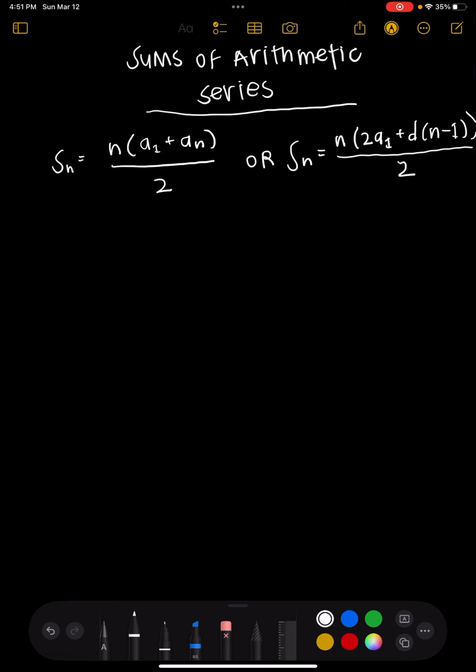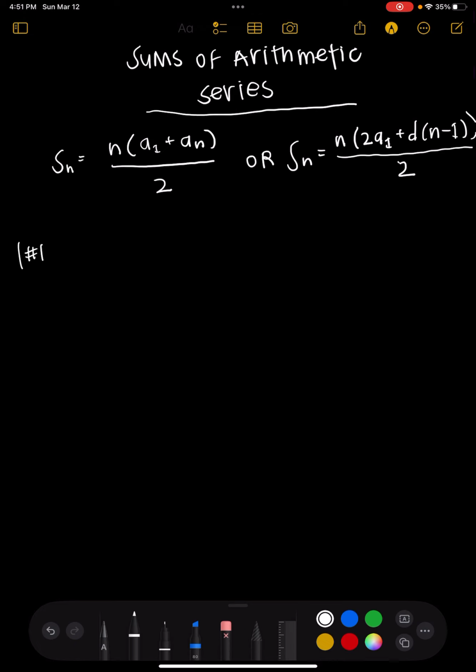So either of these equations work, and really you get to decide which equation you want to use, and it's best to look at what information you've been given and then decide the equation, because some of the questions that you might get won't have the same information. So let's start with the first example.